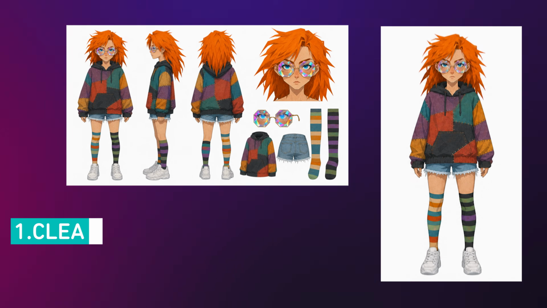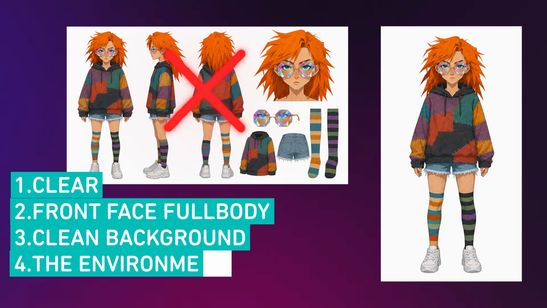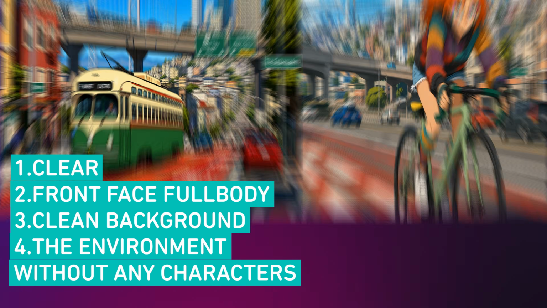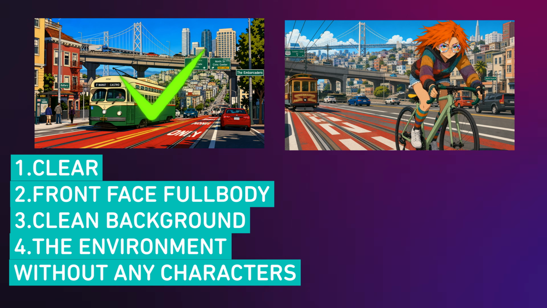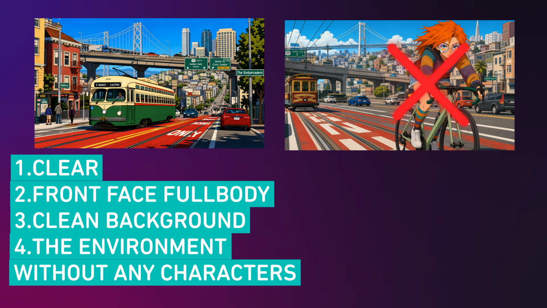Believe it or not, character sheets can actually hurt your results here. To keep it perfect, just use a clear, front-facing full-body photo. A clean background and crisp lighting are key to getting that flawless generation. When it comes to environment scenes, stick to images of the location only. Avoid placing your main characters inside these shots, as it helps the AI focus better on the setting itself.